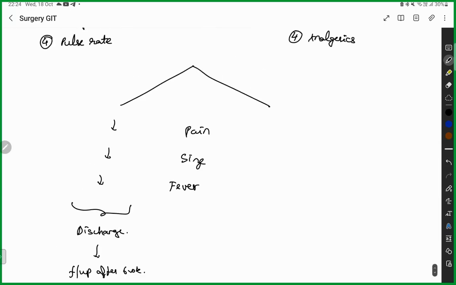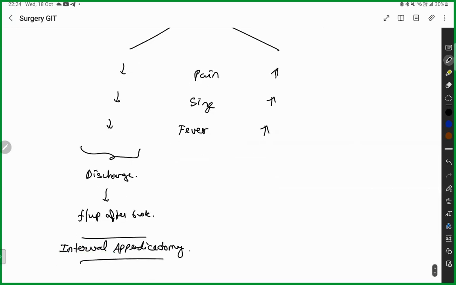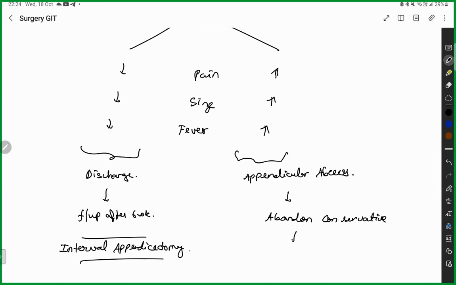If the pain is more, if the size is more, if the fever is increased, then this is going to be an appendicular abscess. And if it is an appendicular abscess, what you're going to do? You're going to abandon the conservative procedure and go for drainage of the abscess. You're going to drain the abscess.